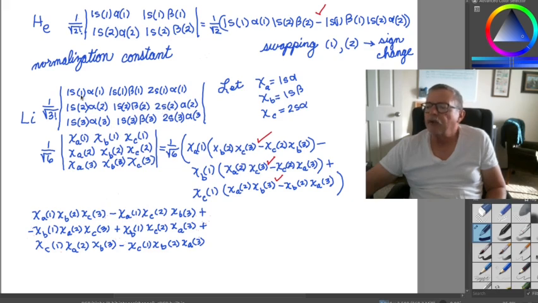Okay, I've punched all this stuff out. Here's a 1s alpha, 1s beta, and a 2s alpha.